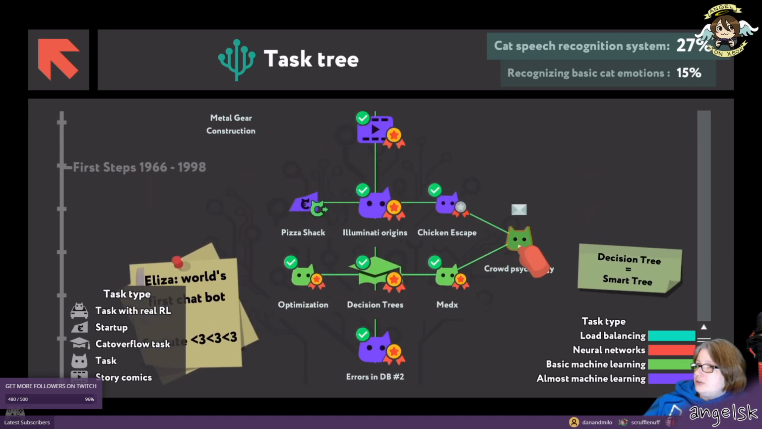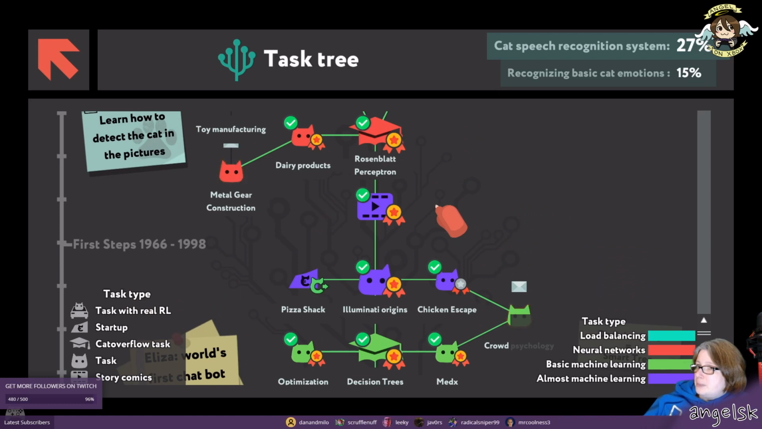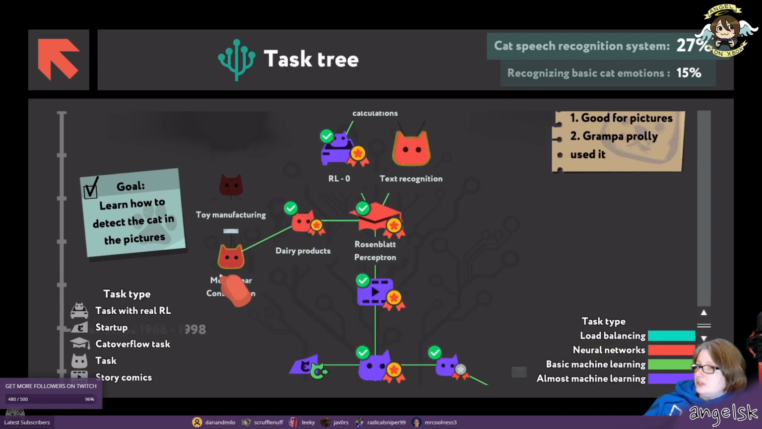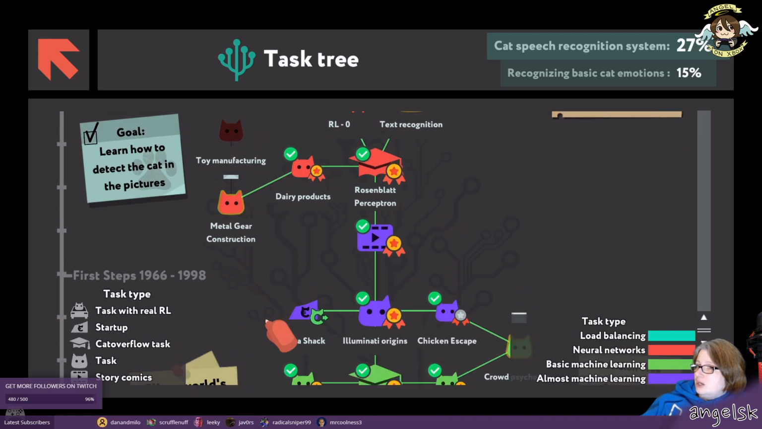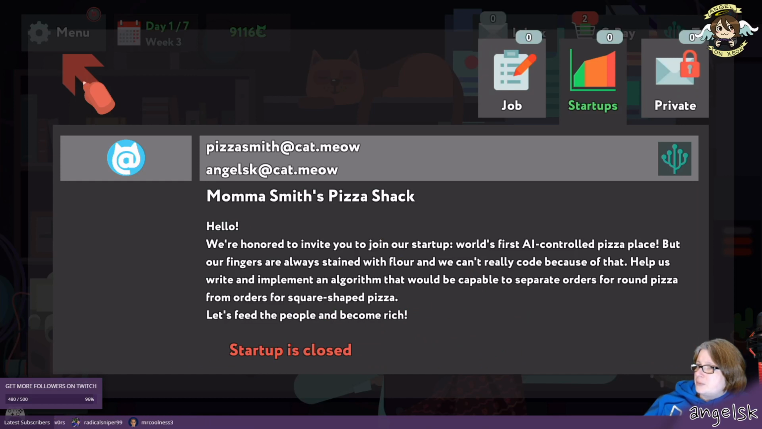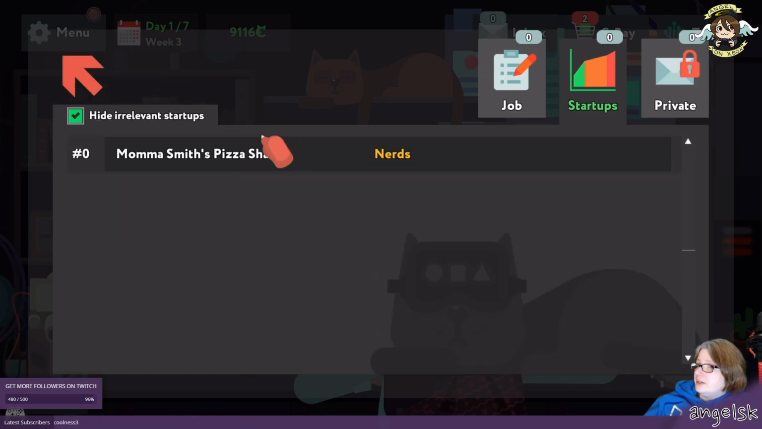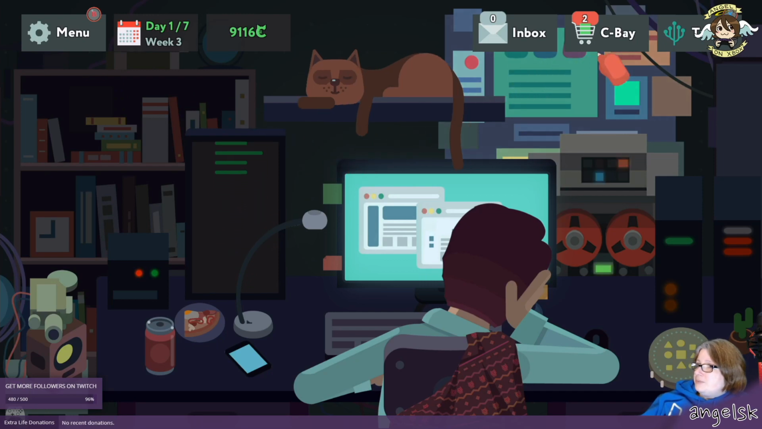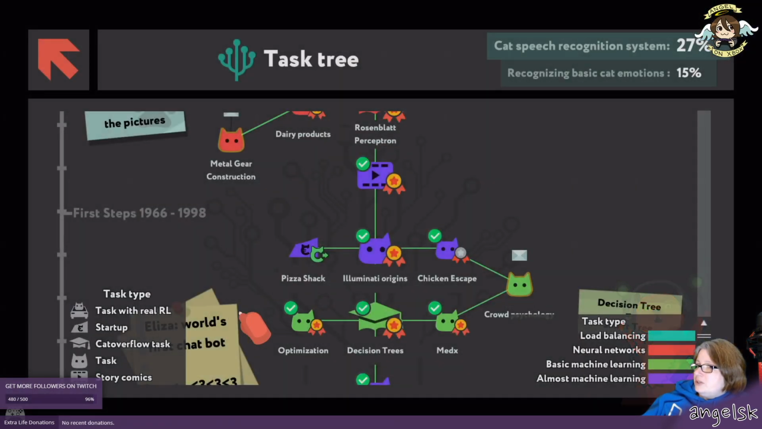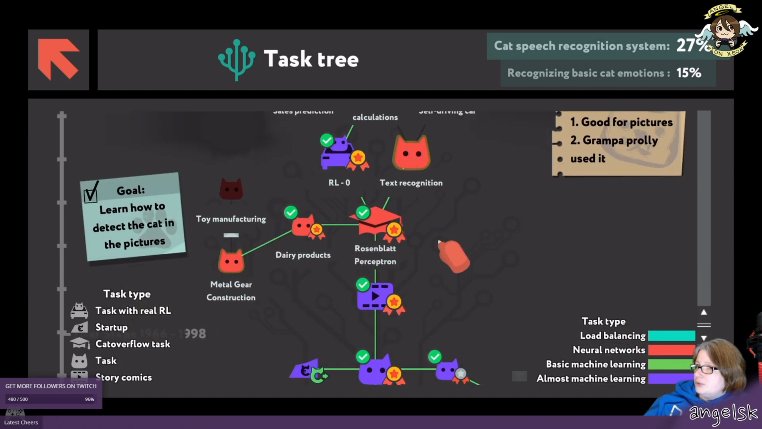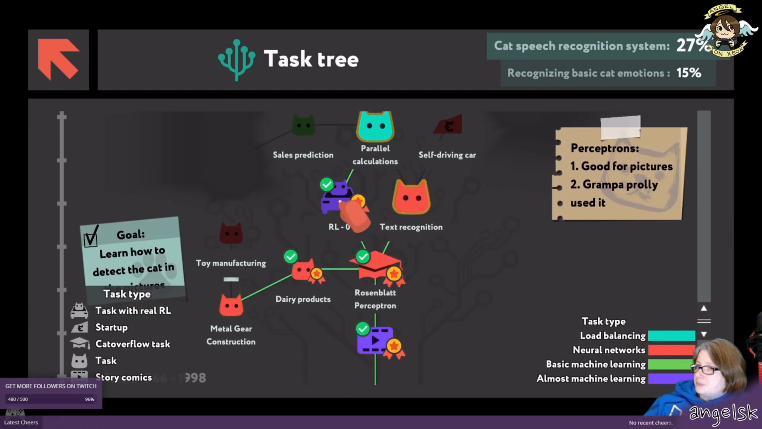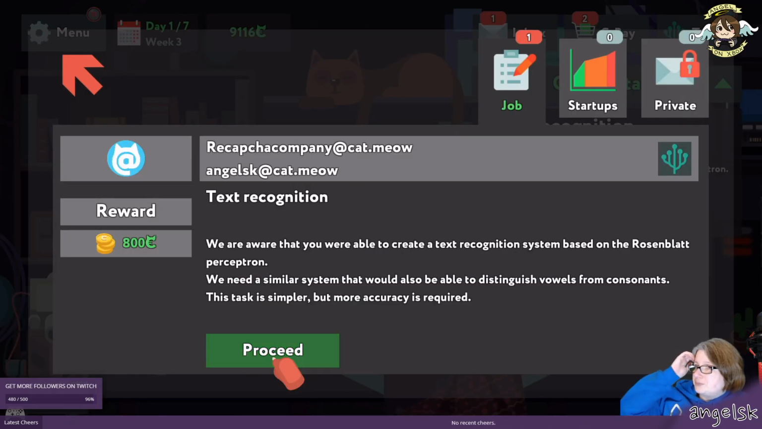We need to improve our computer before we revisit crowd psychology and chicken escape. We also had the same issue with Metal Gear Construction in that we had to sort some stuff and we didn't quite. We also joined a startup. So yeah, we need to either improve our reasoning or improve our computer. So we're going to look at some text recognition next.